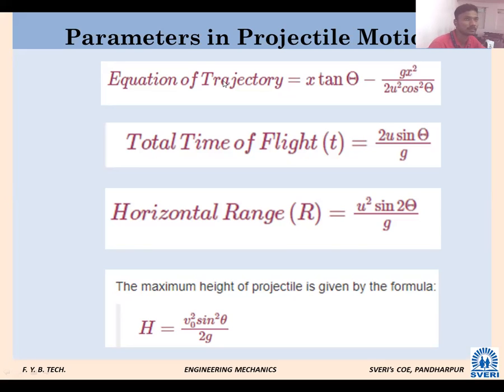Total time of flight. In the case of horizontal motion, what was ours? h equal to 1/2 g t square. Here it is 2u sin theta divided by g. Just remember the important equations I have noted down here. You can also remember this. Don't go for derivation as well.